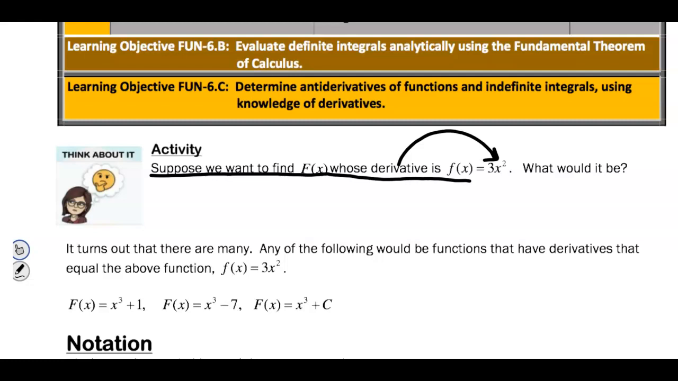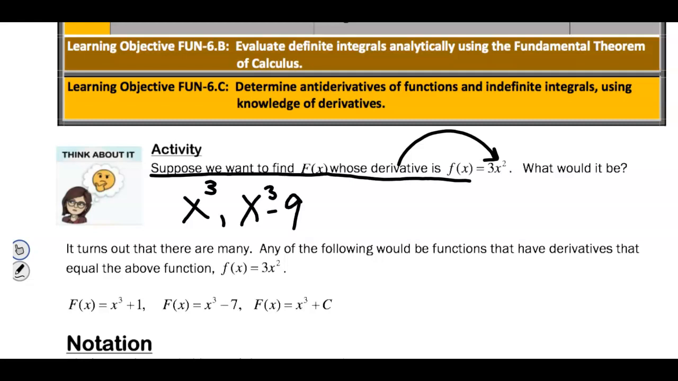Go ahead, Kristen. X to the third. What's its derivative? 3x squared. But there's another one. There's actually an infinite amount more. Want to give me another one? Yeah, go ahead, Jacob. Ah, I love it. X to the third minus... I don't even care that I didn't hear him.